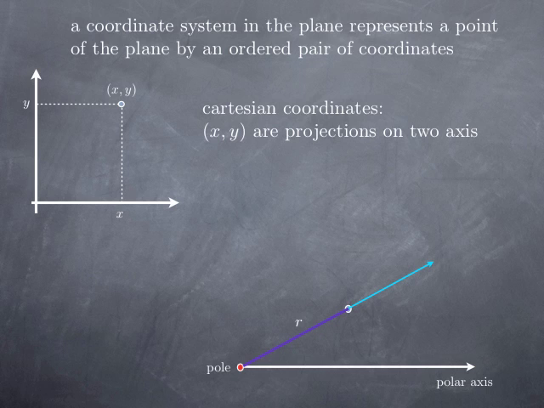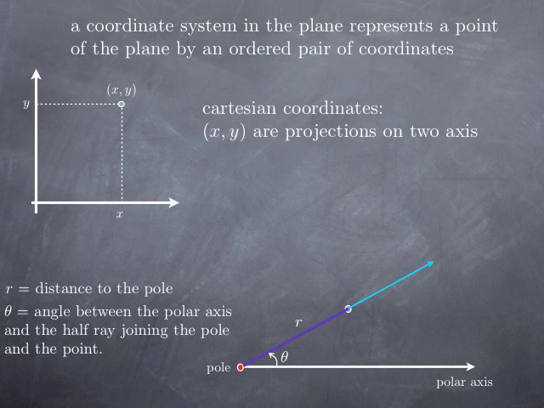Let's call that r. And then we're going to look at the angle between these two half rays, between the polar axis and the half ray joining the pole and the point you want to locate. Let's call that theta. So theta here is the angle between the polar axis and the half ray joining the pole and the point. And the pair r, theta, where r is the distance to the pole and theta the angle between the polar axis and this half ray, are the polar coordinates of this blue point in the plane that we wanted to locate.